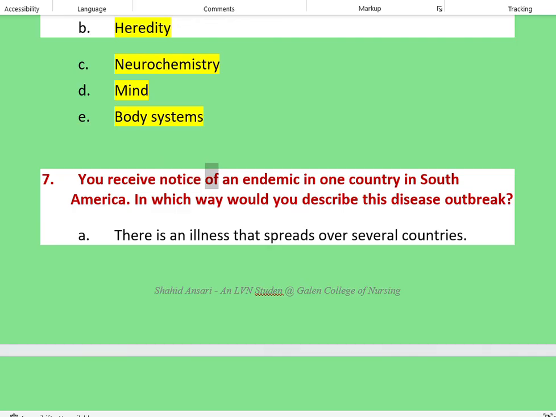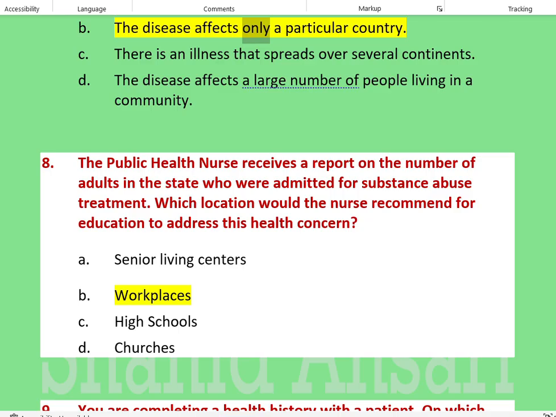7. You receive notice of an endemic in one country in South America. In which way would you describe this disease outbreak? There is an illness that spreads over several countries. The disease affects only a particular country. There is an illness that spreads over several continents. The disease affects a large number of people living in a community.